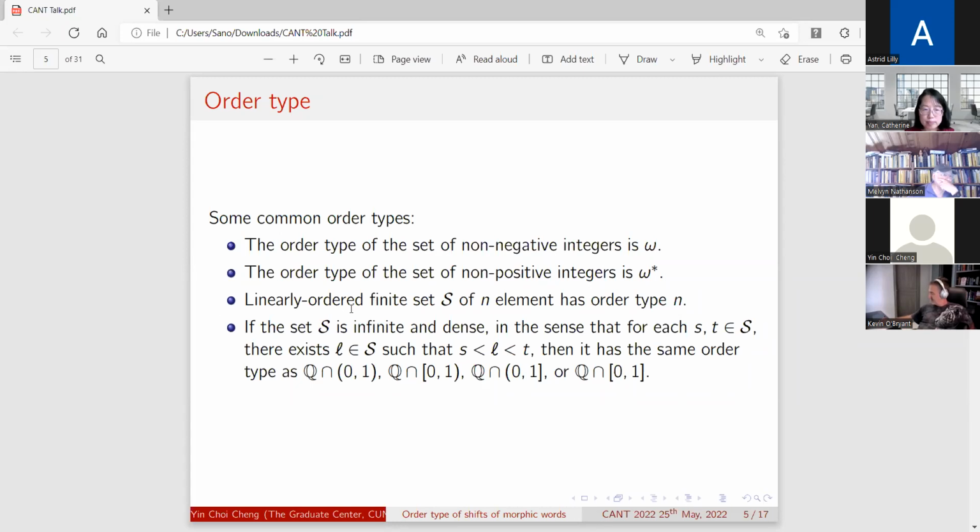Given a linearly ordered finite set S of n elements, its order type is n. And if S is instead infinite and dense, in the sense that pick any two elements in S, I can always find some element that is right between them, then it has the same order type as Q, the set of rationals intersecting one of the four intervals from 0 to 1.